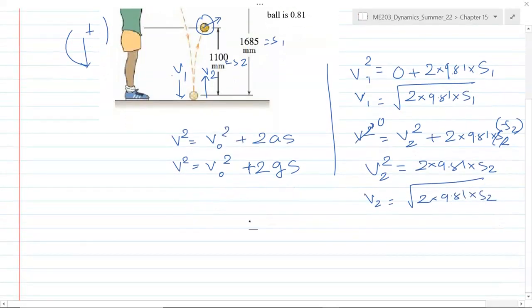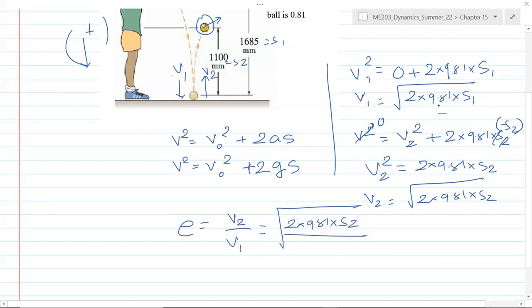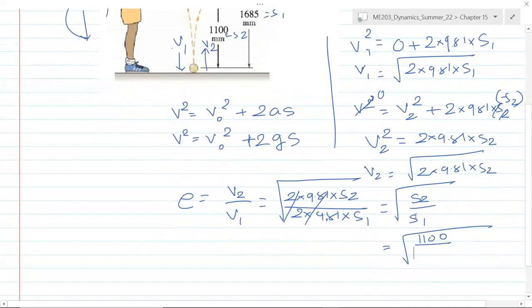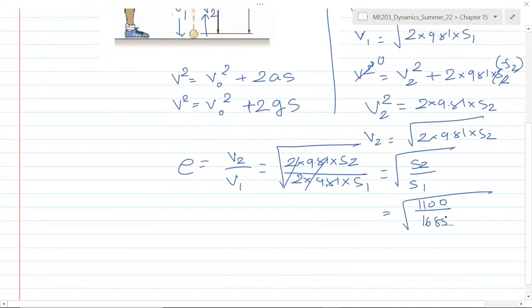So now coming back to the coefficient of restitution equation, e is equal to v2 divided by v1, which is square root of 2 times 9.81 times s2 divided by v1, which is also square root of 2 times 9.81 but multiplied by s1. So these numbers will cancel out. What we are left with is square root of s2 divided by s1. That is the height with which the ball bounces up, which is 1100 divided by 1685. Okay, and that is 0.81. So that is the coefficient of restitution. That's how it's being calculated.